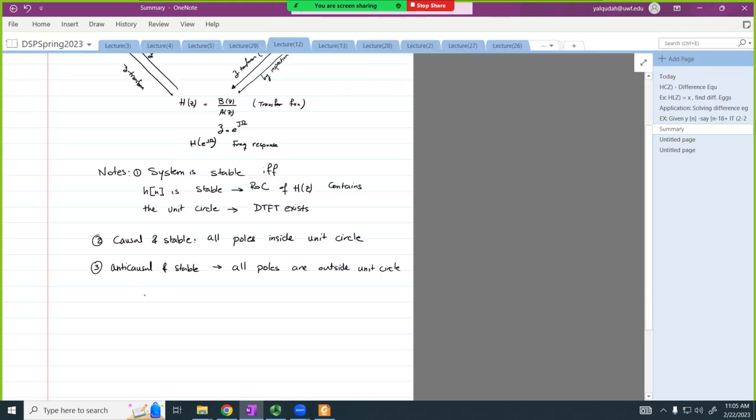So again, if the system is causal, if this is the unit circle, then all the poles have to be inside the unit circle. Therefore, if I take the largest pole that exists, it has to be within the unit circle. So this will be my region of convergence if the system is causal and stable.